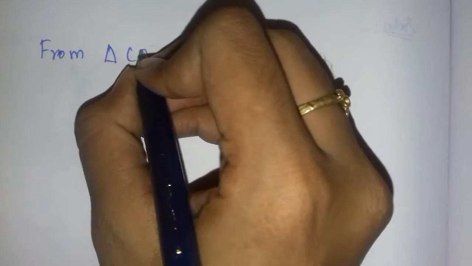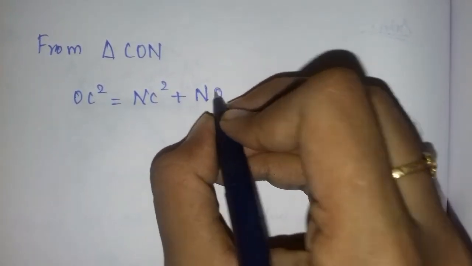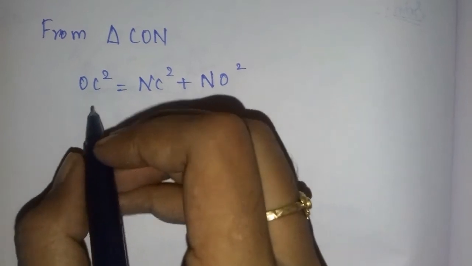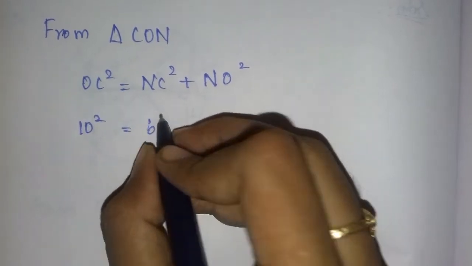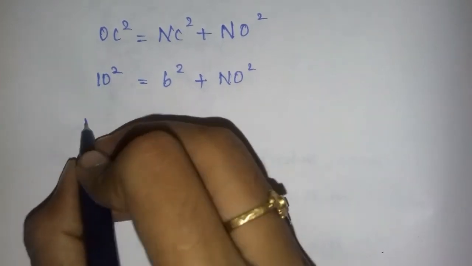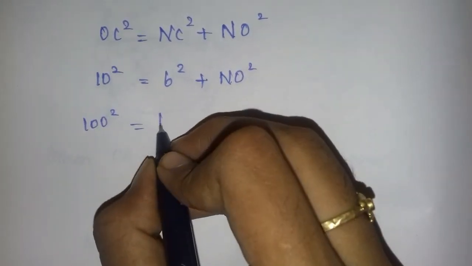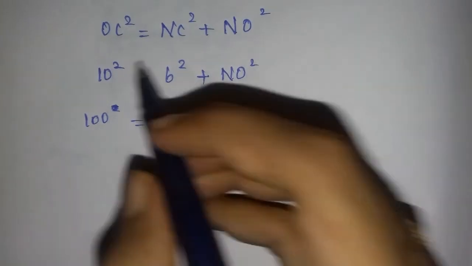Okay. Now take the next triangle. From triangle CON, OC square is equal to NC square plus NO square. What is the distance between O and C? That is the radius, that is 10. And the value of NC is 6, so 10 square is equal to 6 square plus NO square. NO only we have to find out. So 100 is equal to 36 plus NO square. 10 square is 100.